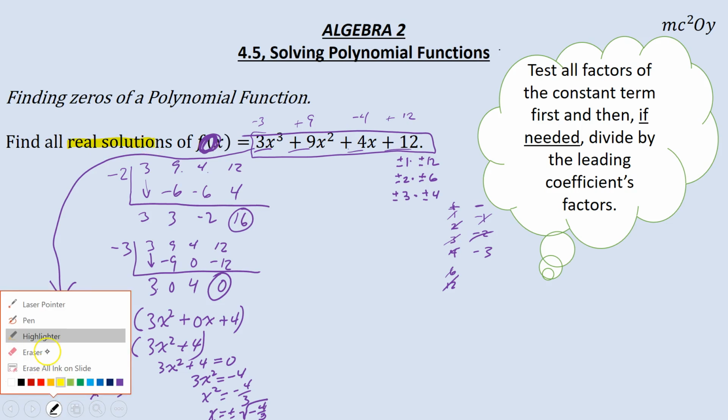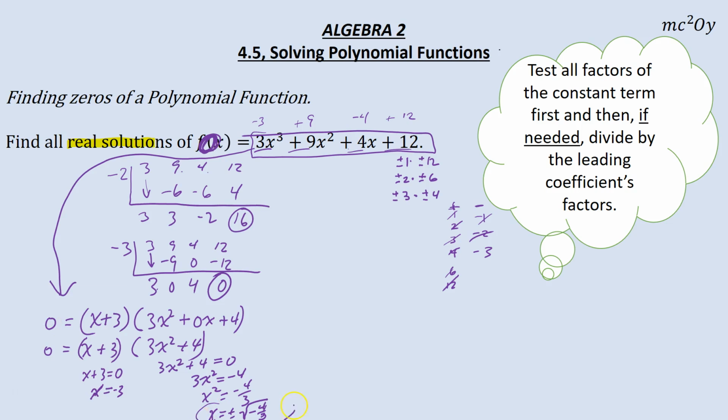These solutions right here are not real because they have a root of a negative. These are imaginary. Okay, this one's real. So x equals -3 is real. So the real solution here is x equals -3. That is the only real solution. That means it's the only one that would cross the x-axis.